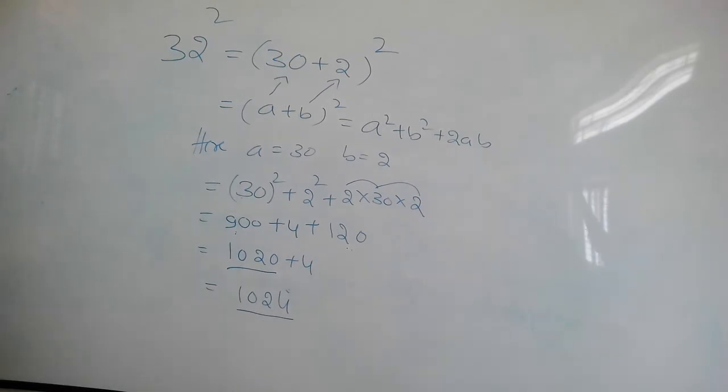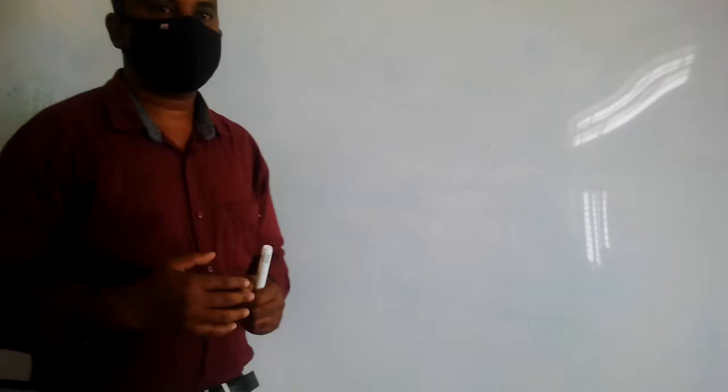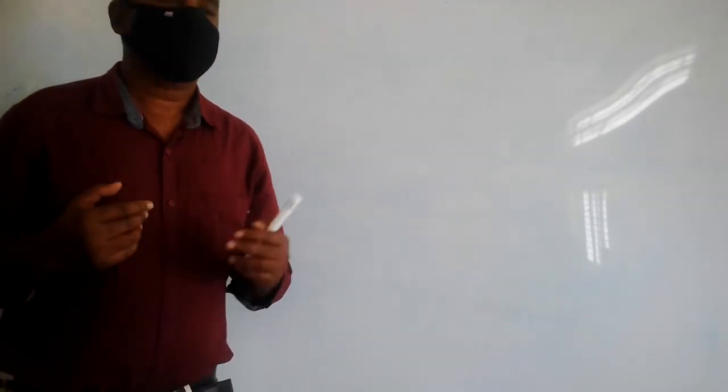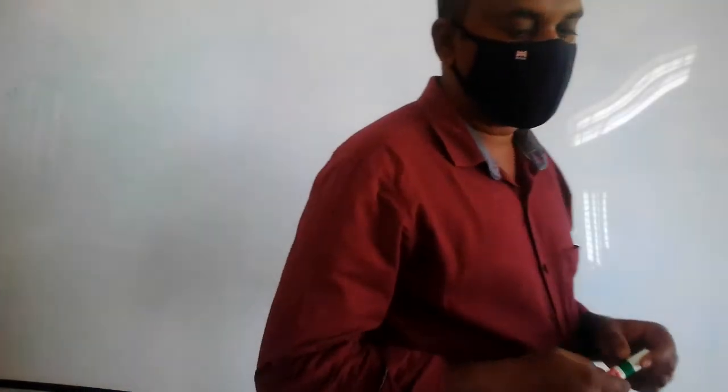Any doubts regarding this? Anybody can ask. Okay, now next one: using a minus b whole square also you can find a square. Can you tell any one number using a minus b whole square?